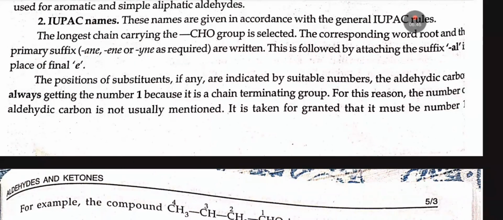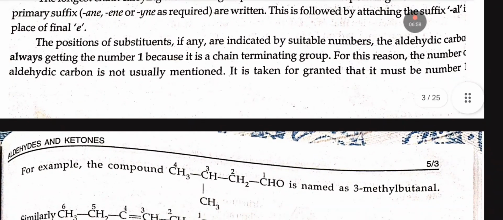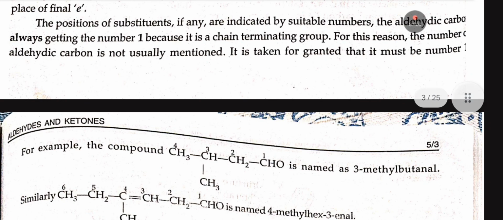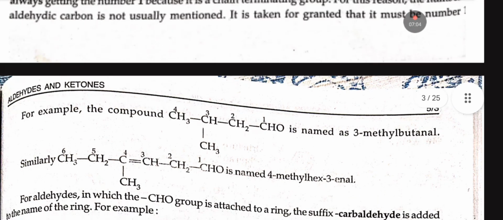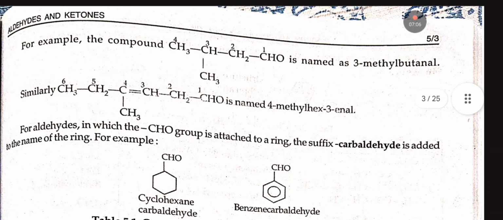The aldehyde carbon is always given the number 1 because it is a chain terminating group. For this reason, the number of the aldehydic carbon is not usually mentioned. It is taken for granted that it must be number 1. For example, this compound is named as 3-methylbutanal. Similarly, this other compound is named as 4-methylhex-3-enal.